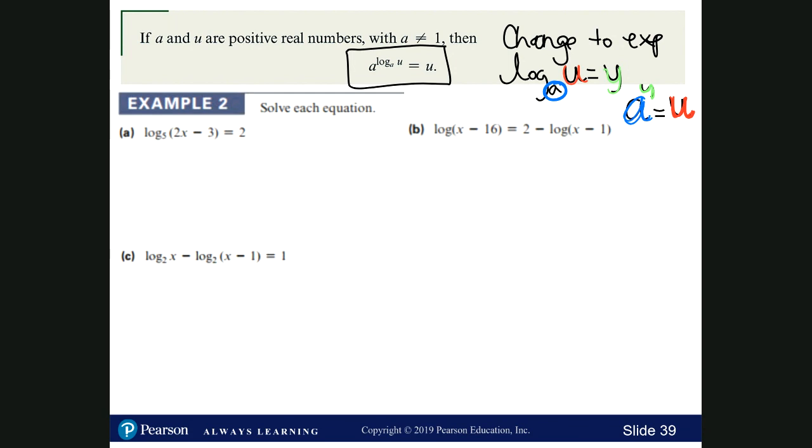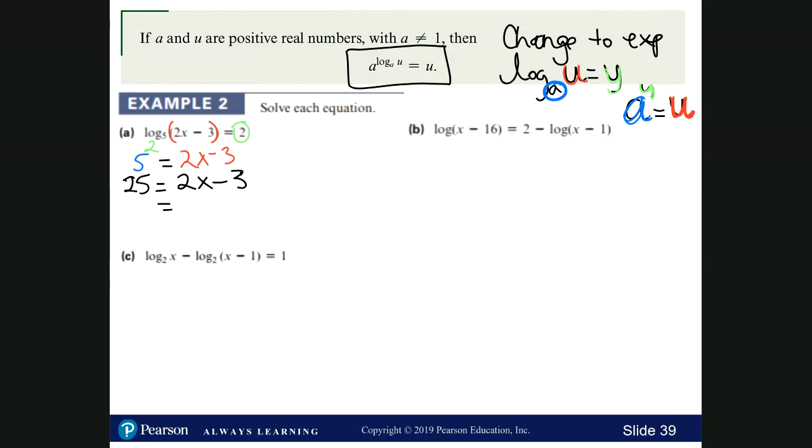And what I'm going to do is change it to an exponential expression. So the base here is 5. So 5 to the power 2 is equal to this argument, the whole thing, in parentheses, 2x minus 3. Now 5 squared, remember 5 times 5, so that's 25. And that's equal to 2x minus 3.